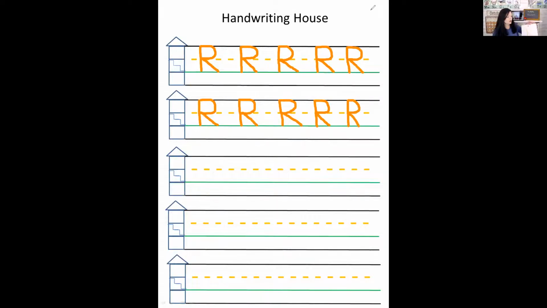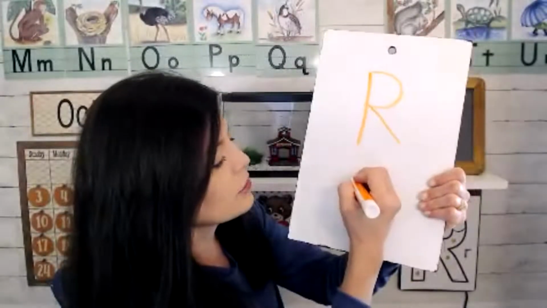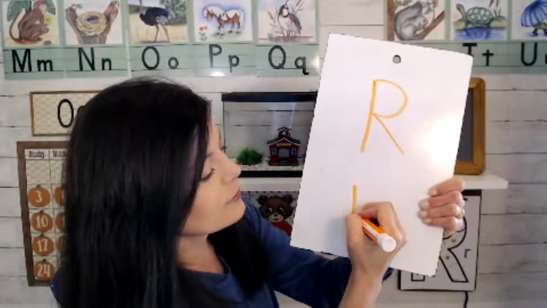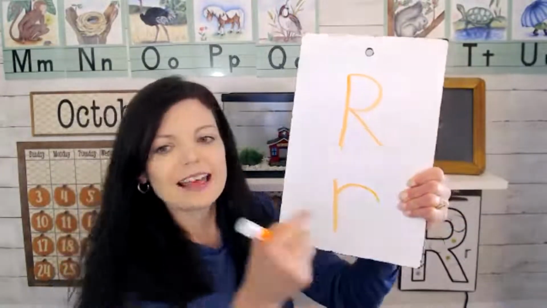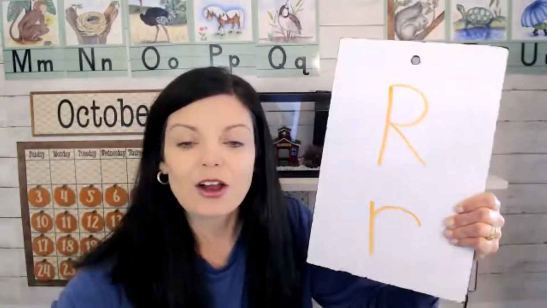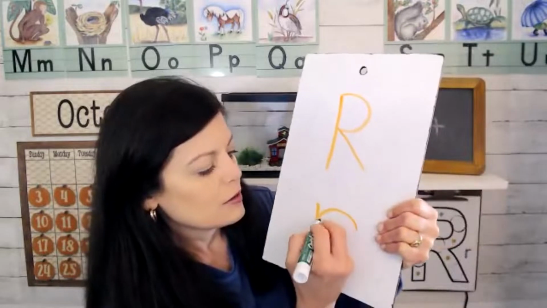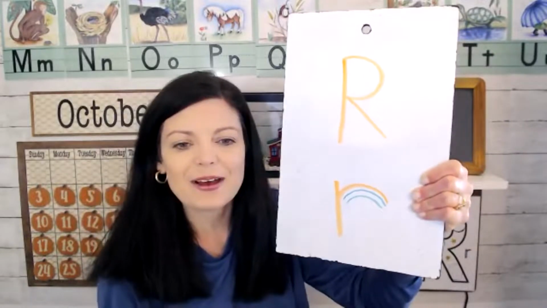And now let's work on the lowercase r. This is what it looks like. A little number 1. You're going to trace back up, and then you're going to go over. I like to say that the little r kind of looks like a rainbow. So let me get a different color and I'll show you. So if I make some more lines like this, it does kind of look like a rainbow.